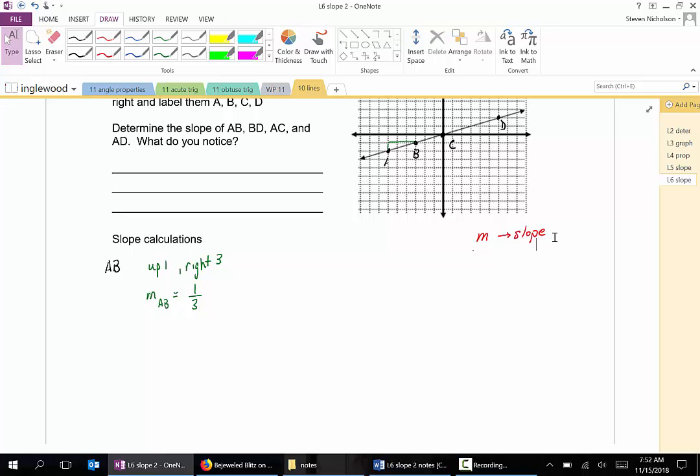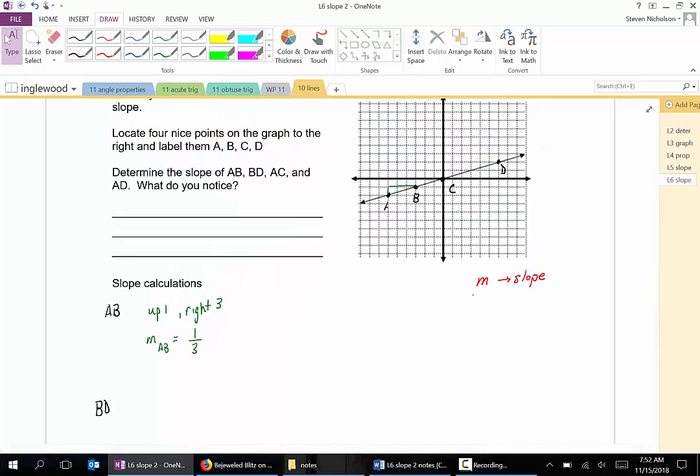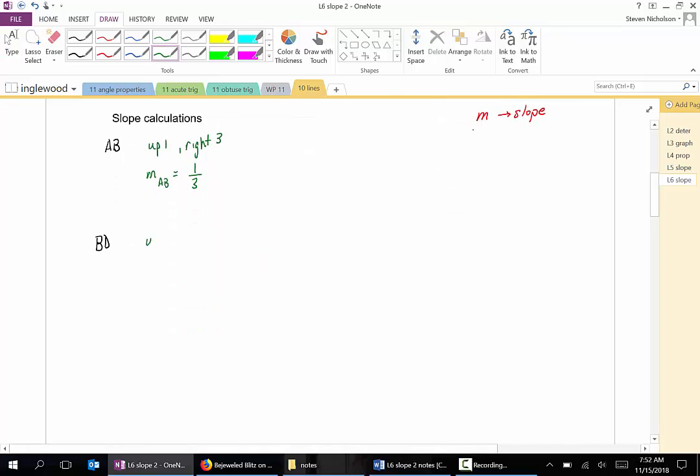Slope from B to D. So from B to D, we're going to go up 3. So I'm going to go from B to D this time. And I'm going to go right 9. So up 3. Again, that's up is positive. Right 9. Right is positive. So the slope from B to D is equal to 3 over 9, which is also equal to 1 over 3. So sometimes it's really good to reduce your fractions.